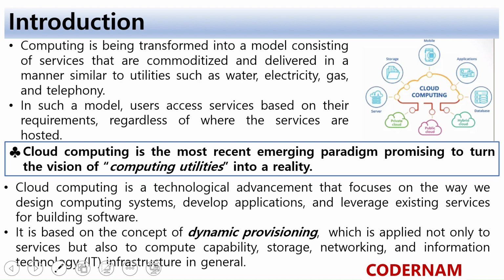Computing is being transformed into a model consisting of services that are commoditized and delivered in a manner similar to utilities, like water. See, in the household, we use water and we pay for the things we use. Similarly, electricity, gas, and telephony. In such a model, users will access the services based on the requirement, whether minimum or maximum, regardless of where the services are hosted.